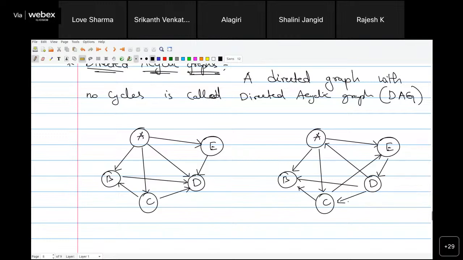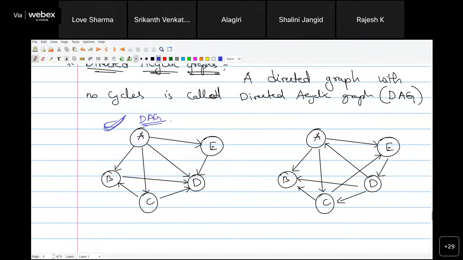Now these are the two graphs given to you. Which graph is a directed acyclic graph and which graph is not? First graph is a directed acyclic graph. This is a DAG.